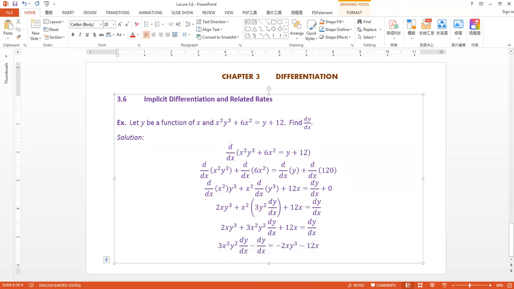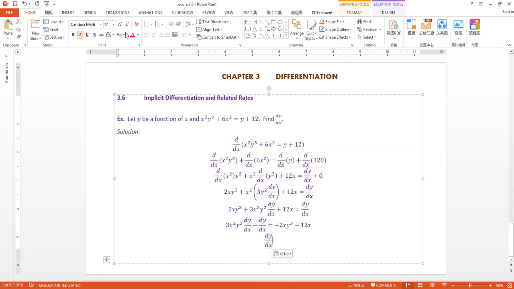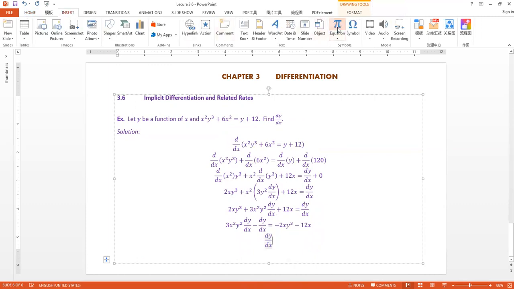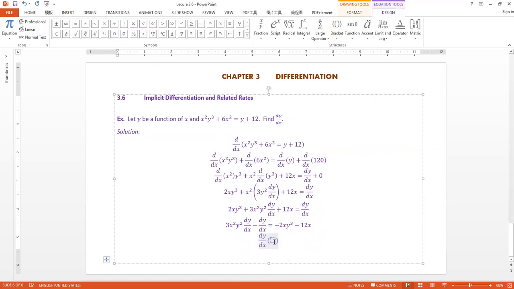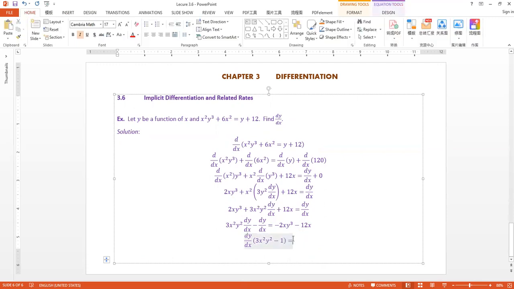All right, now we're almost done. We can factor out dy over dx from the left-hand side. What's left is 3x squared y squared minus 1. Don't forget the 1 in here when you factor out dy over dx. And the right-hand side is unchanged.